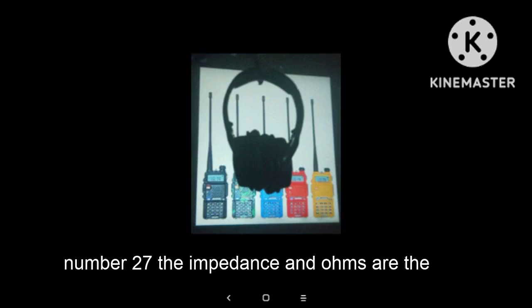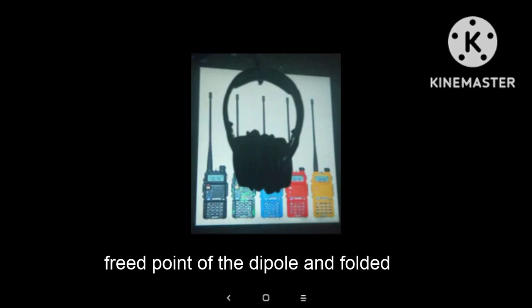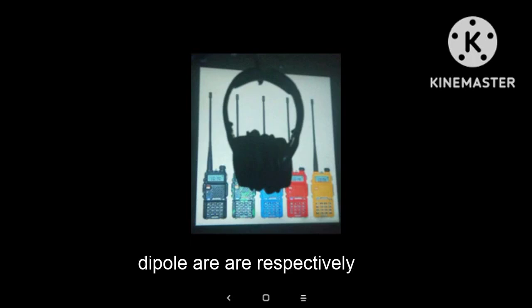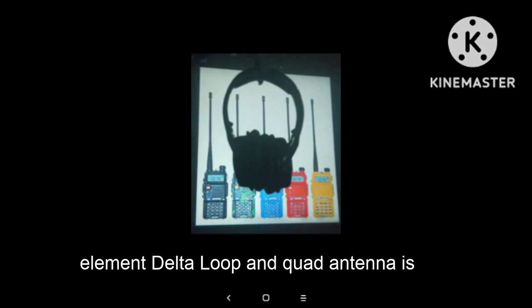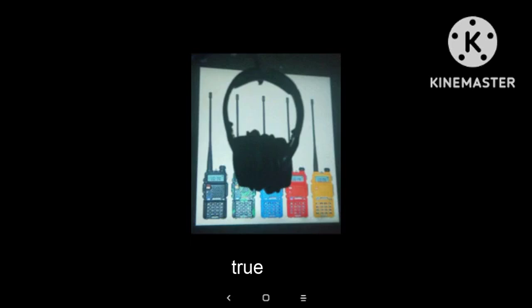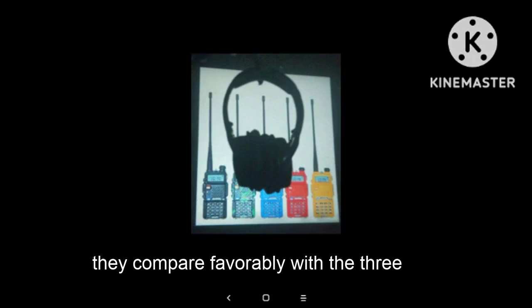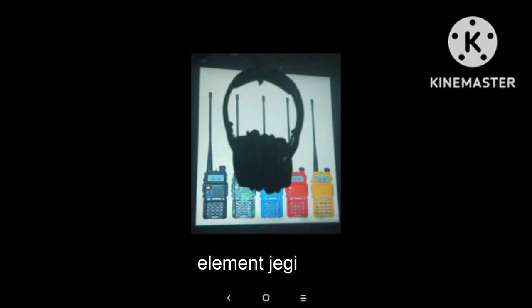Number 27. The impedance in ohms at the feed point of the dipole and folded dipole are respectively 73 and 300. Number 28. Which statement about the 2-element delta loop and quad antenna is true? They compare favorably with the 3-element Yagi.